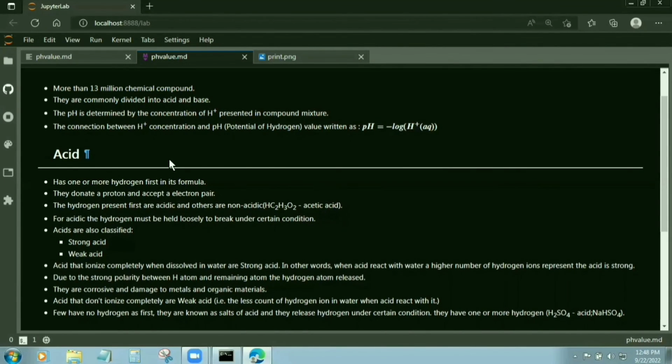If the acid ionizes completely with water, then it's called a strong acid. If not, it's a weak acid. And this is due to the strong polarity between the hydrogen atom and the rest of the atoms present in that molecule.